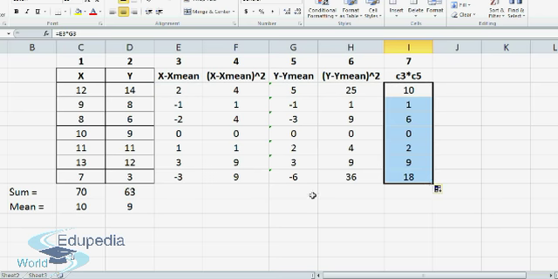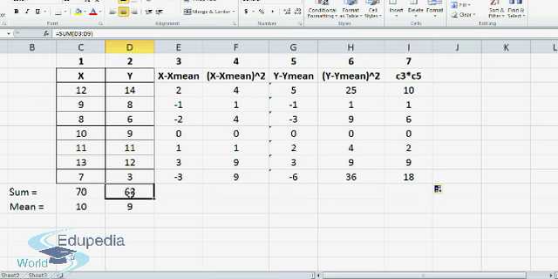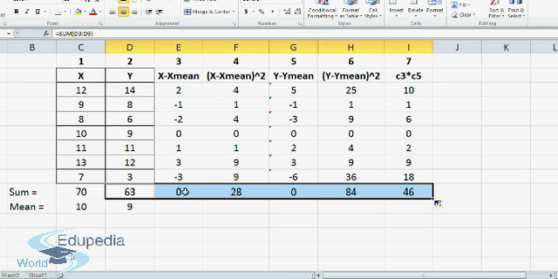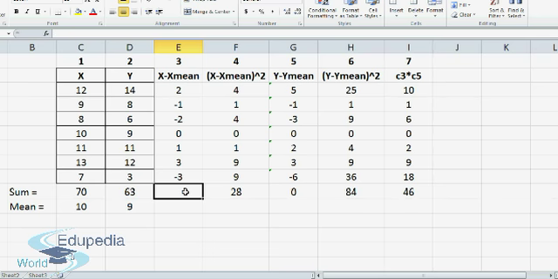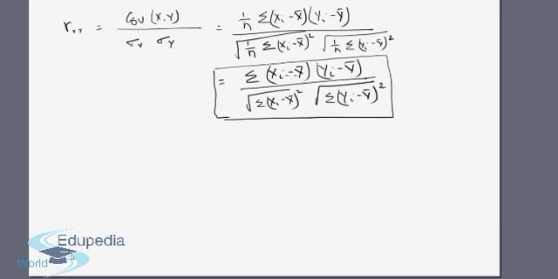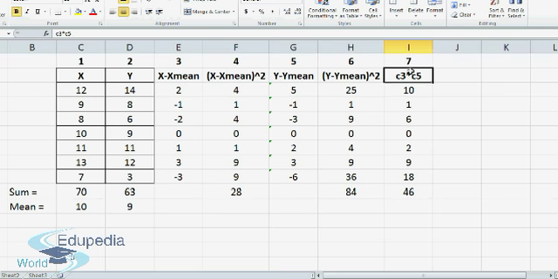Okay, next I need to find the sum of all of these. Let me do that here in this row. Of course, the sum of x minus x bar is going to be 0, so we don't need that. We need the sum of xi minus x bar multiplied by yi minus y bar. We need the sum of the squares of the differences, and the formula as we have seen here is summation xi minus x bar times yi minus y bar. That is what we have here.